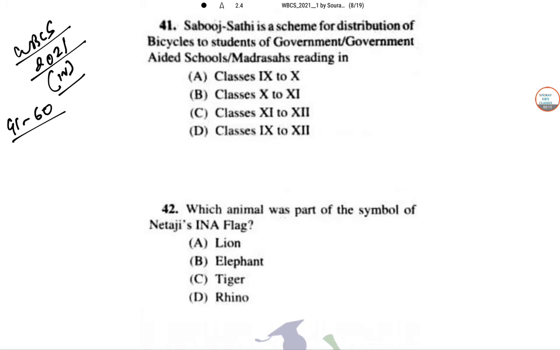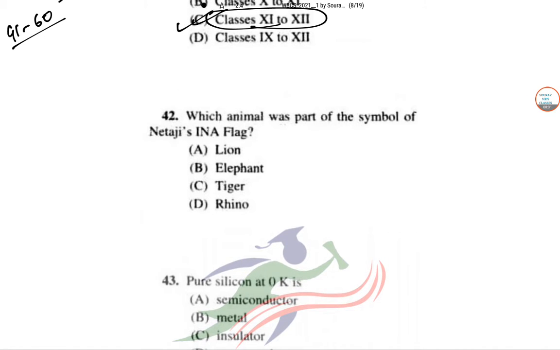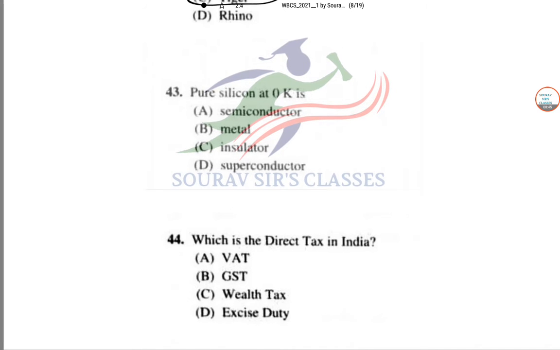Kanyashree is a scheme for distribution of bicycles to students of government and government aided schools. Reading in which class? This is being given to the students of class 11 and class 12. It's very important. Next, which animal was part of the symbol of Netaji's INA flag? This is actually the tiger, Indian National Army flag. A yellow, very bright Bengal tiger was part of it.